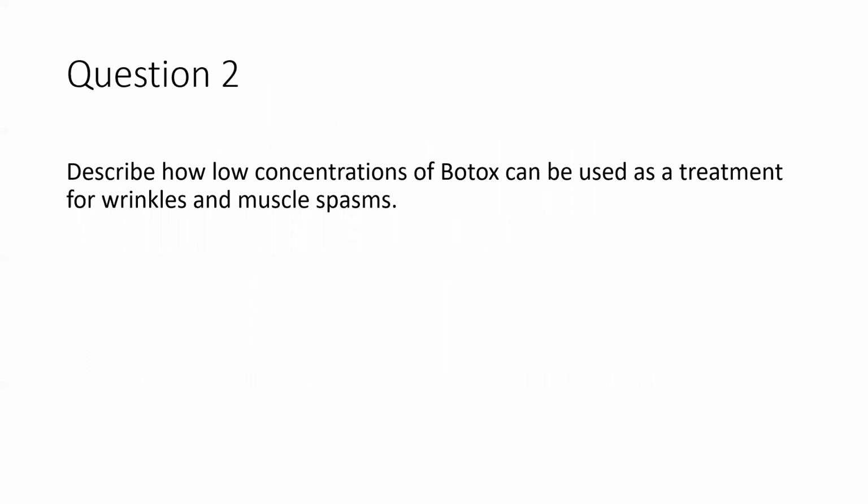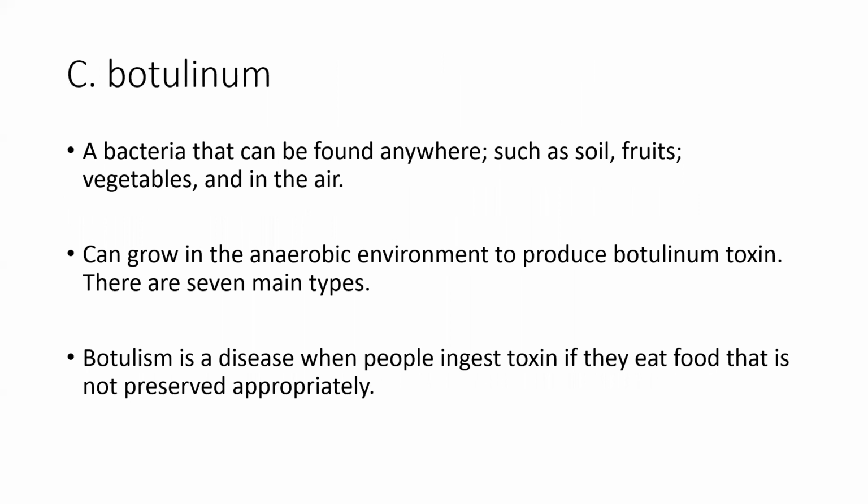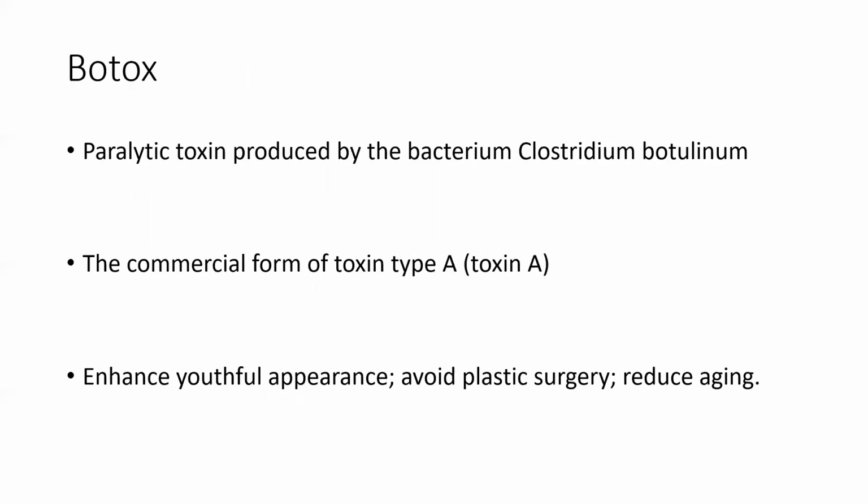Question 2: describe how a low concentration of Botox can be used as a treatment for wrinkles and muscle spasm. Well, first, what is the Clostridium botulinum bacteria? It can be found anywhere, such as soil, fruit, vegetables, and the air. They can grow in an anaerobic environment to produce the botulinum toxin. There are 7 main types of this toxin, and botulism is the disease when people ingest toxin from food that's not well preserved. Botox, what is that? It's one of the 7 main types of the toxin. This is type A. It is a paralytic toxin produced by the bacteria Clostridium botulinum, as I described earlier.